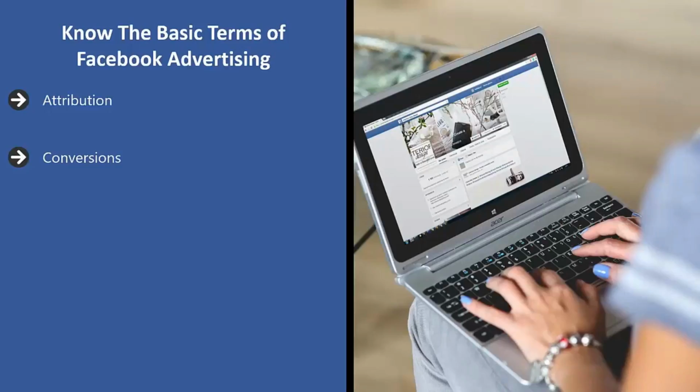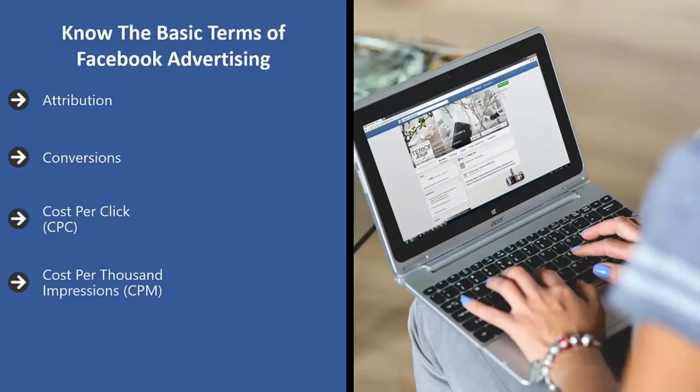Conversions boil down to actions that either immediately lead to dollars being added to your bank account or pave the way for that possibility. Cost per click, CPC. This is the amount of money paid on average for each click of your advertising link, measured by taking the full amount of money you spent and dividing it into the amount of ad clicks.